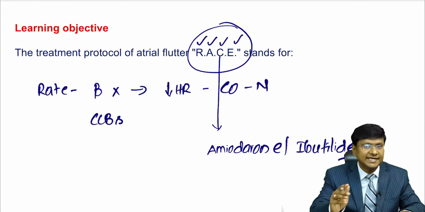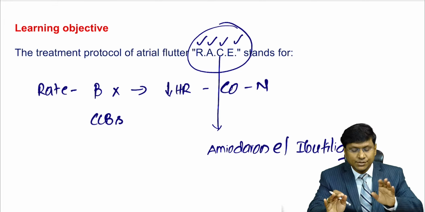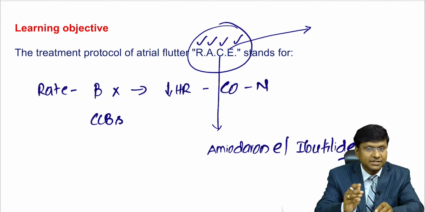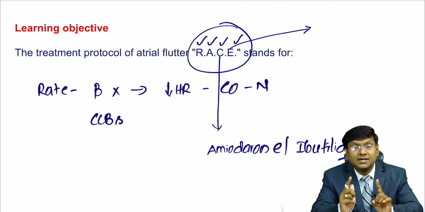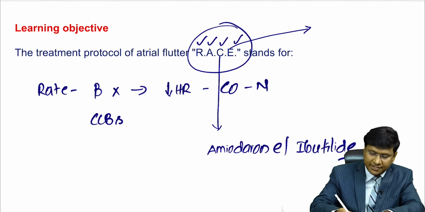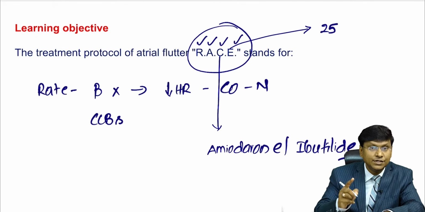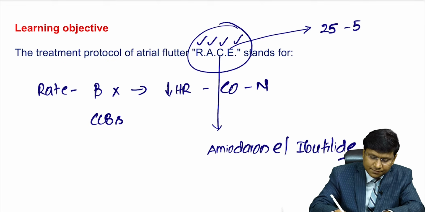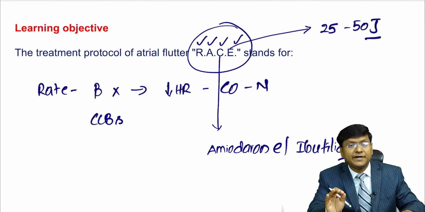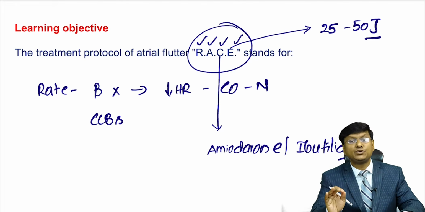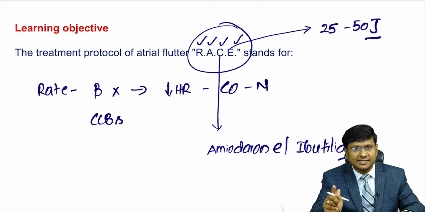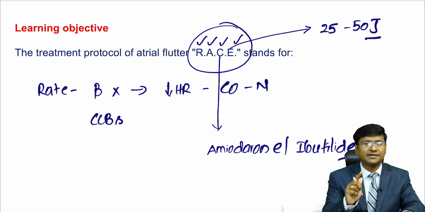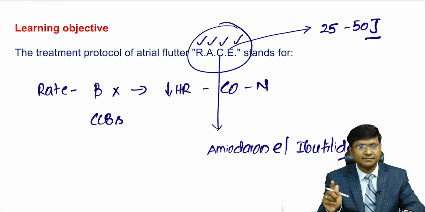And next, E stands for electrical cardioversion. So electrical cardioversion, if you observe, in case of atrial flutter you have to give only when the individual is hemodynamically unstable, and the electrical cardioversion that we give is 25 to 50 joules. 25 to 50 joules has to be given to restore the normal heart rhythm when the individual is hemodynamically unstable. So this is about the treatment in case of atrial flutter.